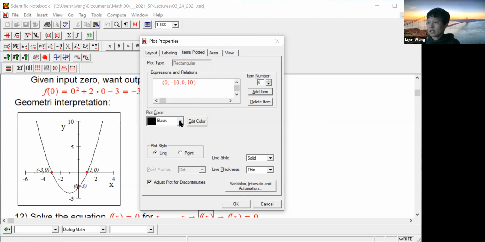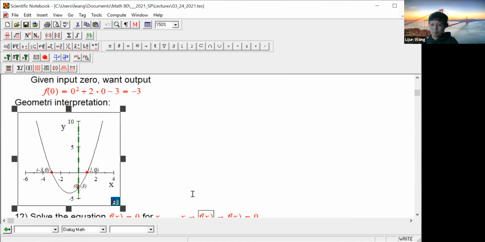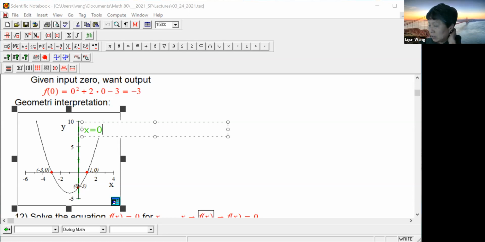Okay. We're cutting the curve vertically with the green. This green line is x equals 0. That's the y-axis, right? The equation of the green is x equals 0, which is the y-axis. By giving us the input equals 0, we're given this green line that's cutting the curve.